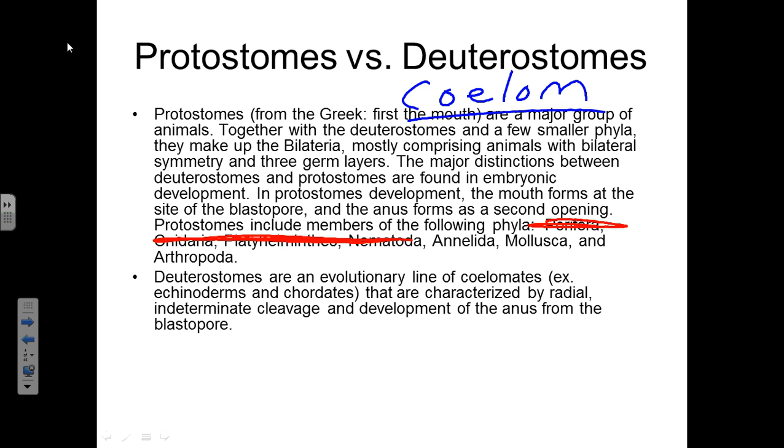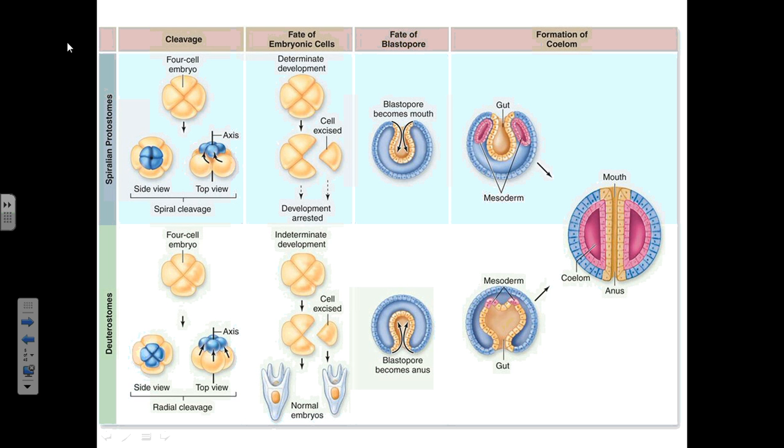So let's talk about a couple of other differences here. In deuterostomes, that blastopore, that opening, becomes the anus, and it forms first. That's one of the main differences between the two groups. Mouth first with protostomes, anal opening first with deuterostomes. So there's also a couple of other differences too in terms of how the embryos develop.